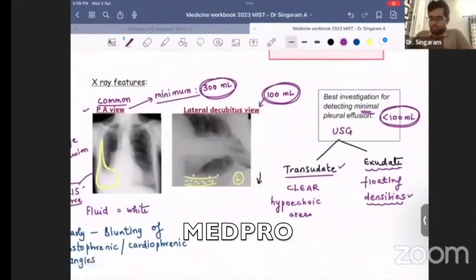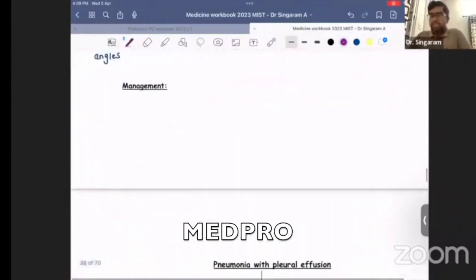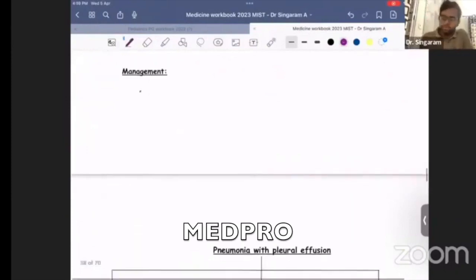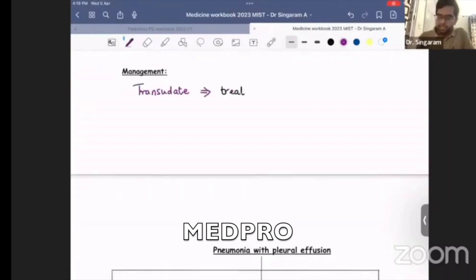Okay, fine. Finally, how are you going to manage these patients? Very, very simple. If it is a transudate, what do you have to do? If it is a transudate pleural effusion, you have to manage the underlying condition. Think like this: it's a heart failure patient, renal failure patient. You treat the underlying condition, and this condition also will get settled. Treat the underlying cause. That's all. This condition will get settled if it is a transudative pleural effusion.